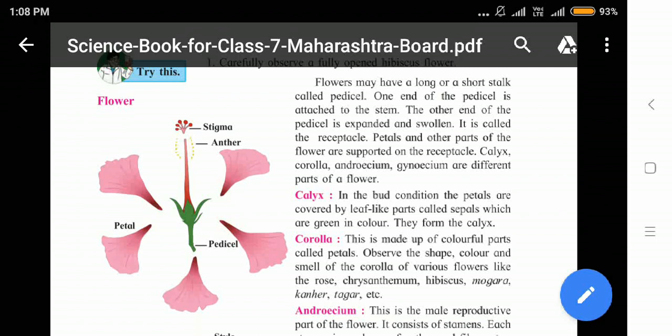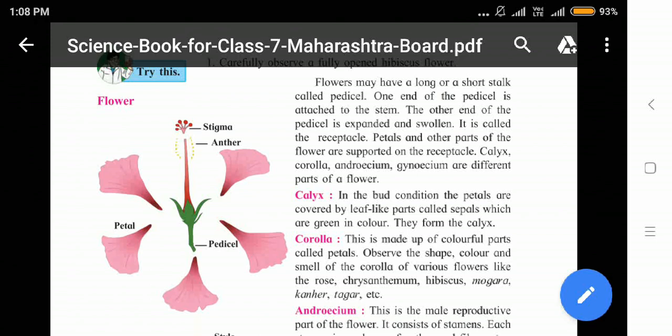Flowers may have a long or short stalk called a pedicel. One end of the pedicel is attached to the stem. The other end of the pedicel is expanded and swollen. It is called the receptacle. Petals and other parts of the flower are supported on the receptacle.